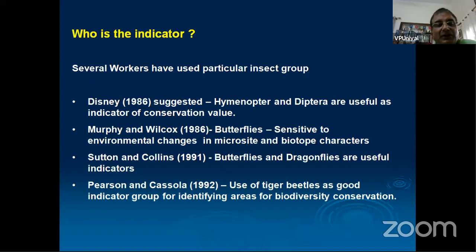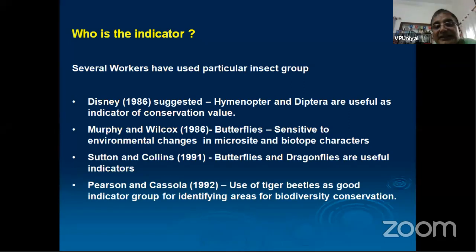Some scientists in the field of entomology suggested in 1996 that bees and dipterans, Hymenoptera and Diptera, are good indicators. Murphy and Wilcox suggested that butterflies are a good indicator. Certainly, butterflies are a litmus test of environmental change. If there is continuous rain for a few hours, days, or months, you can't see butterflies, but in bright sunlight early in the morning, we can see them. They are a litmus test of climate change and ecological change.